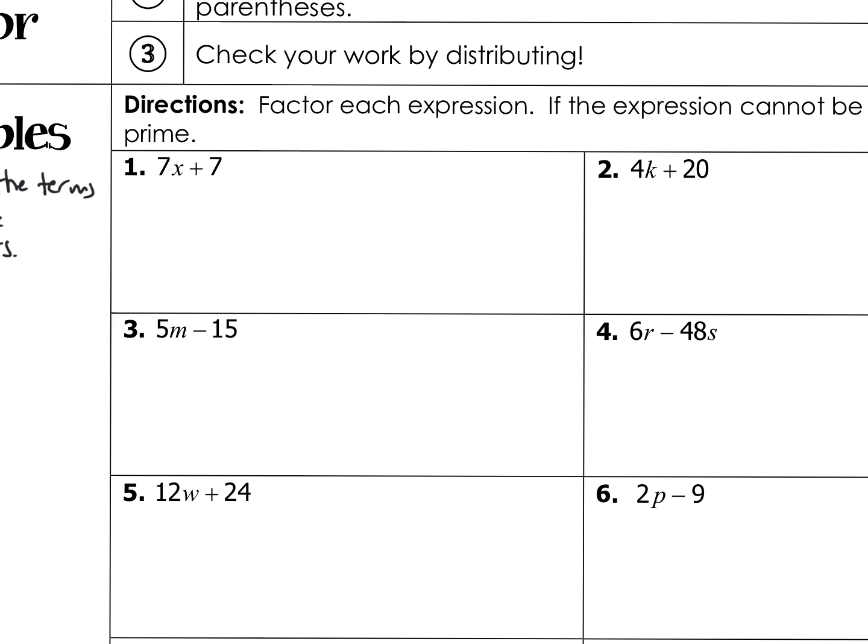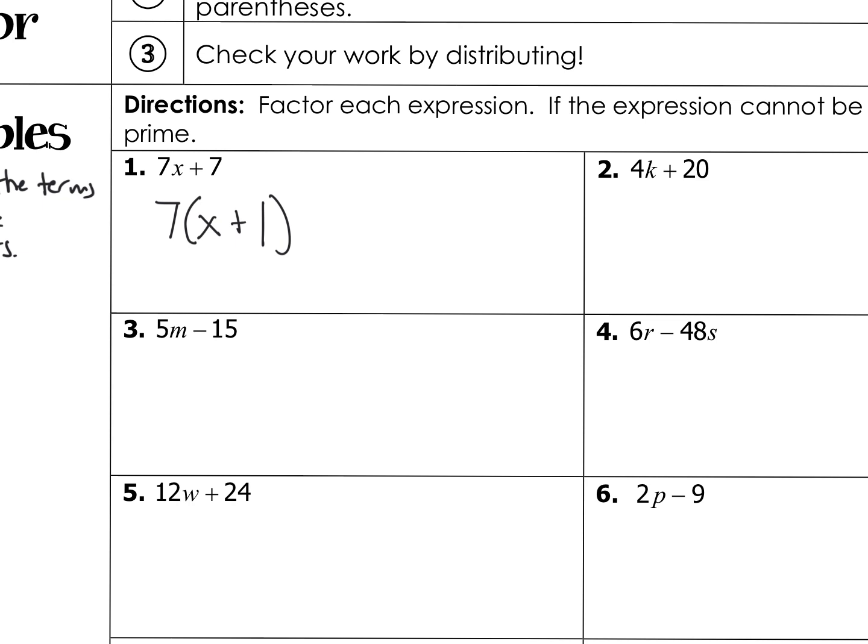All right, so if we look at 7x plus 7, we can see that both of these terms have a 7 in them. So we're going to factor 7 out. And then 7 times what equals 7x? Well, that would be 1x or just x. And 7 times what equals 7 would be 1. And since there's that plus sign right here, we're going to keep that plus sign in the middle.